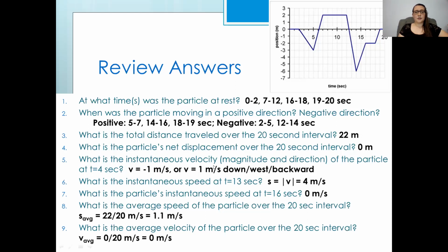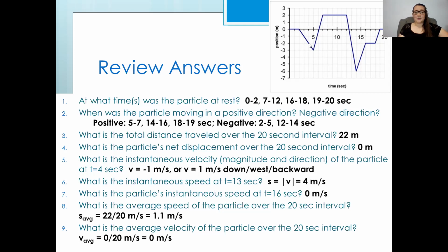What is the instantaneous velocity, magnitude, and direction of the particle at 4 seconds? So 4 seconds is right here. So we need to find the slope of that portion of the line at 4 seconds in order to find the instantaneous velocity. And if we calculate the slope, that gives us an answer of -1 meter per second. Remember, negative implies a direction, but we could also just state it explicitly as 1 meter per second down or west or backward, depending on what the situation is.